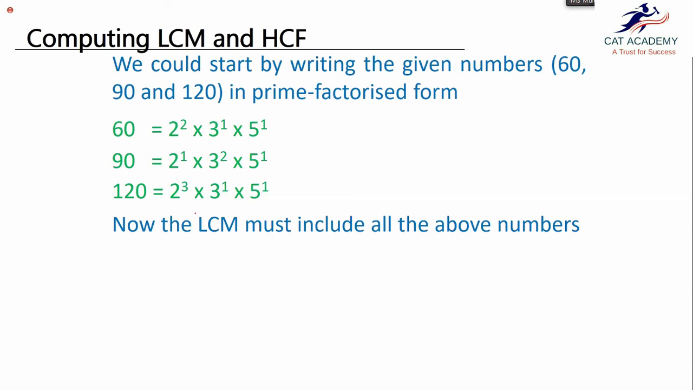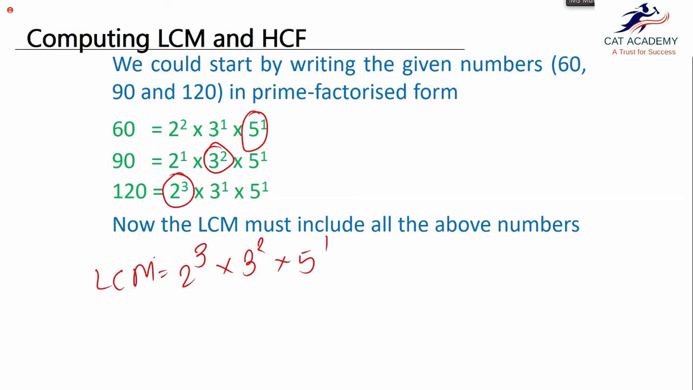Highest power of 3. Sorry, highest power of 3 is this. Highest power of 2. Highest power of 2 is 3, that is this. And highest power of 5, all of them are same, 5 raised to 1. So pick any one. So my LCM will be 2 raised to 3 into 3 raised to 2 into 5 raised to 1. So in LCM, I am looking for highest power. Similarly, in the HCF, I am looking for the lowest common power.